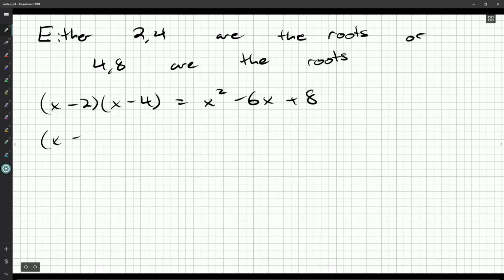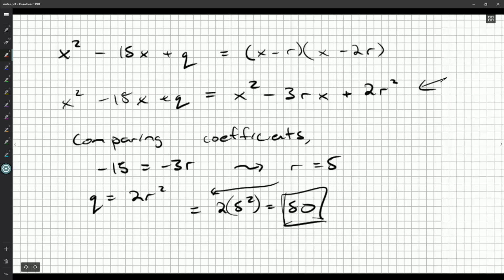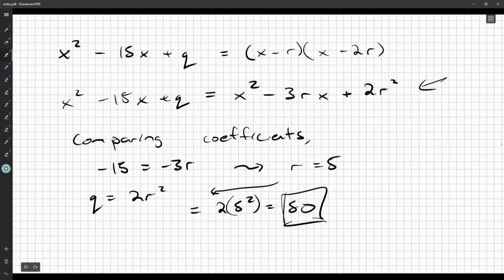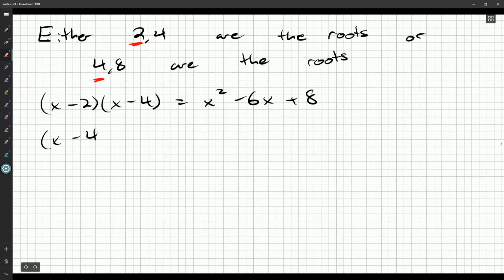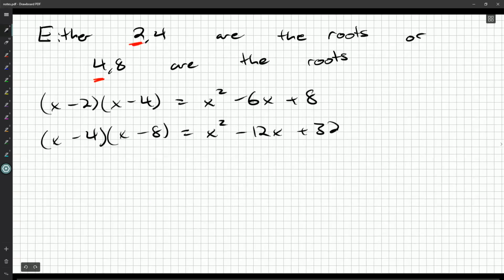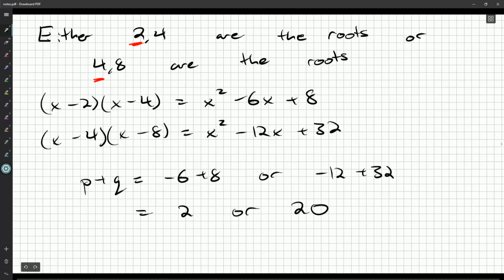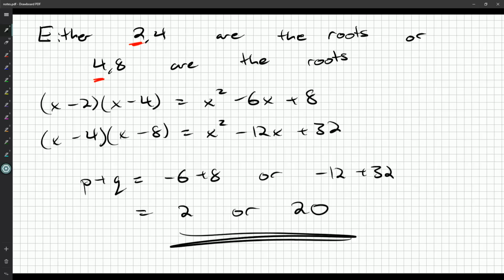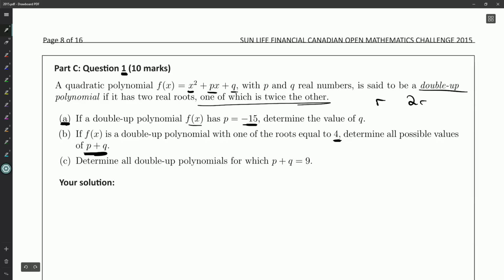That would be fine, or you could say, well, either r is 2 or r is 4 using our previous work over here, and then we've got formulas for what p is going to look like and what q is going to look like. Okay, but either way is fine. So x squared minus 12x plus 32. So p plus q either equals negative 6 plus 8 or negative 12 plus 32. So this is equal to either 2 or 20. And there we go. And we just properly indicate what our answers are for whoever's marking. Okay, so that finishes B.